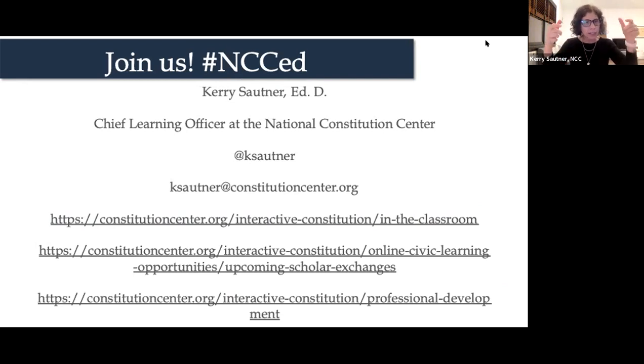So the themes that fit directly in the Constitution and the themes that are more global and conversational around the Constitution. It is a plethora.